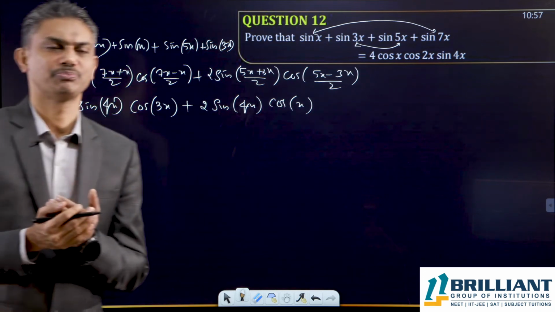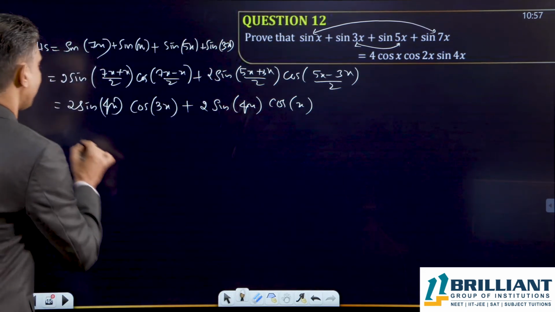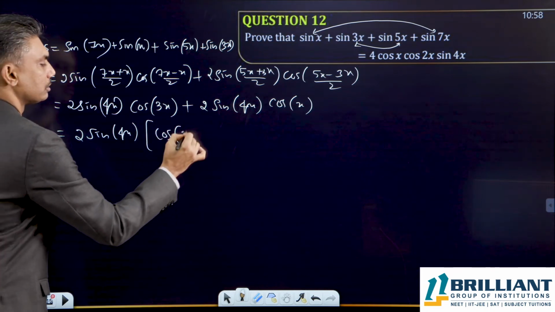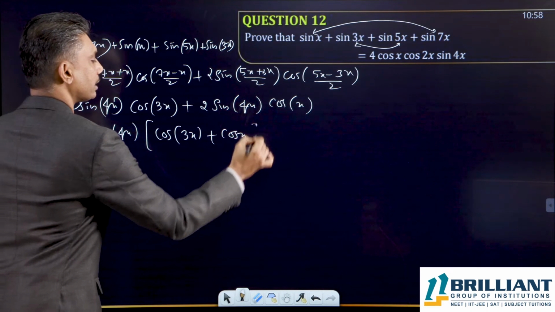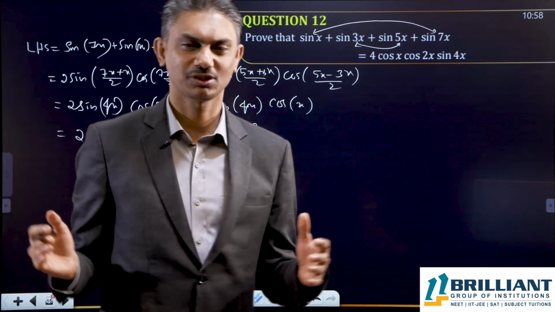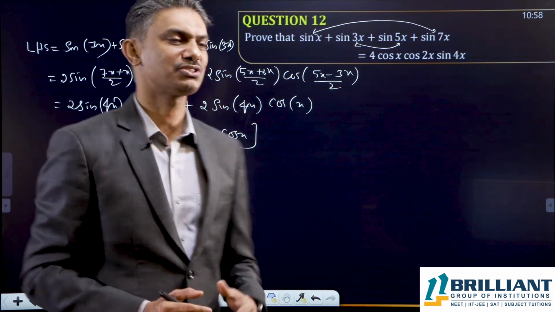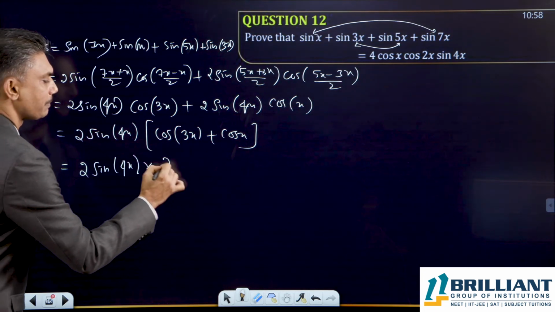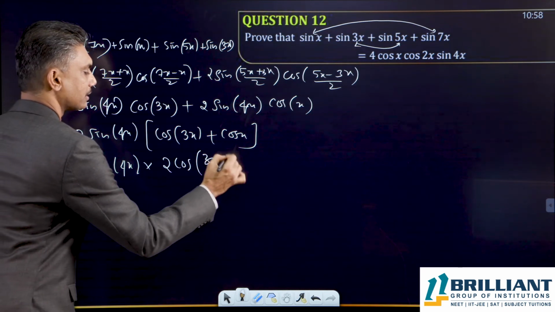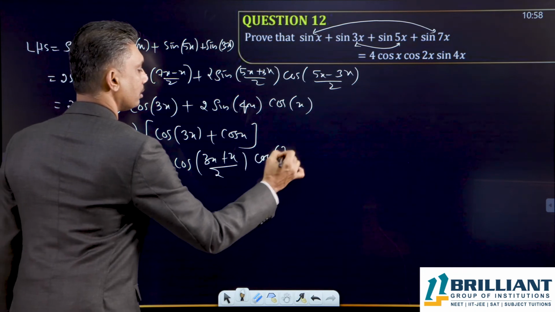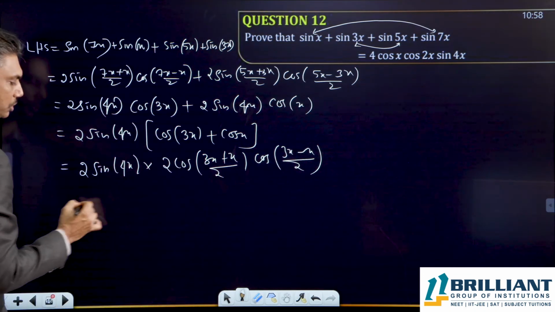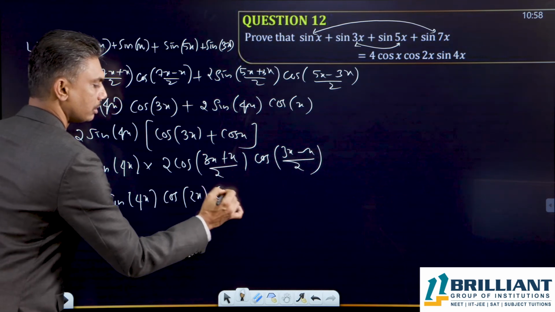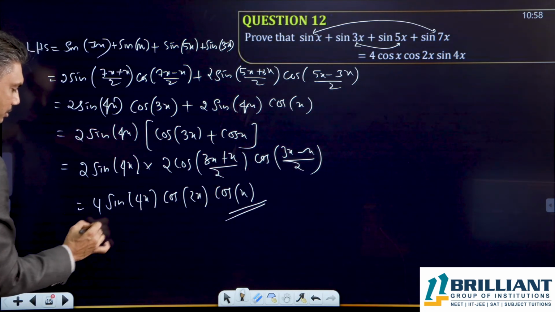What you can take common from these two? Sin 4x. That is 2 sin 4x into cos 3x plus again cos x. You know, again cos c plus cos d. What is cos c plus cos d? 2 cos (c plus d)/2 into cos (c minus d)/2. That is 2 sin 4x into 2 cos (3x plus x)/2 into cos (3x minus x)/2. That is 2 into 2 is 4 sin 4x into cos 2x into cos x, equal to RHS.